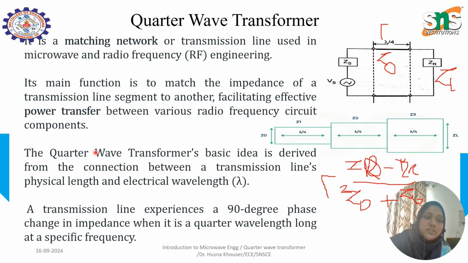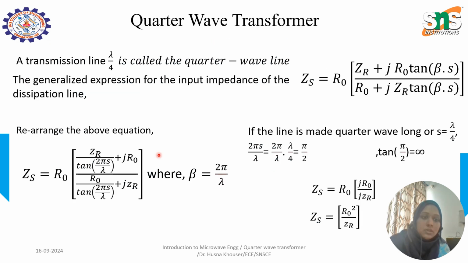The quarter wave transformer idea is derived from the connection between the physical length and the electrical length of the transmission line. Here the transmission line expresses a 90-degree phase shift. We call this quarter wave, with length lambda by 4, and that is why we say it is the lambda by 4 condition.